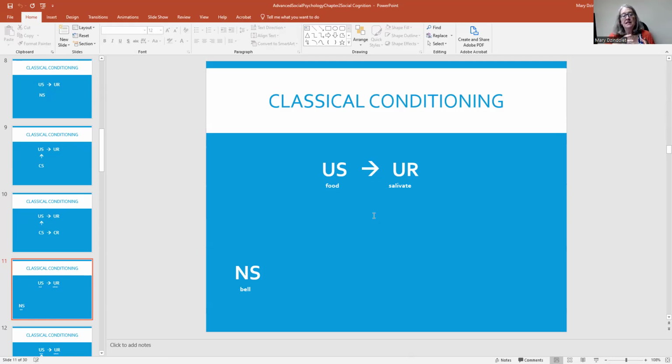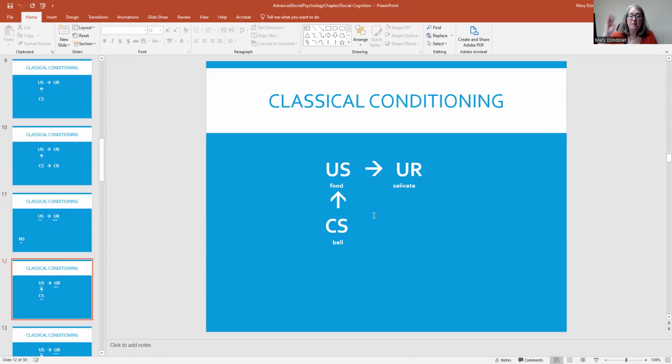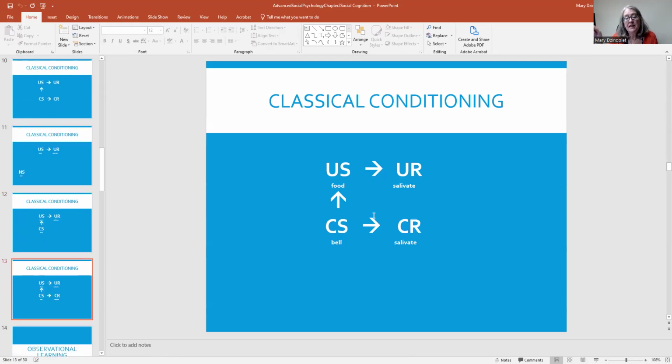So he took this idea that dogs, if he put food powder on their tongue, they would salivate. He then took this neutral stimulus of a bell or a metronome, and he would ring the bell and then give the food to the dog, and the dog would salivate. Bell, food, salivate, bell, food, salivate, lots and lots of pairings of the bell and the food. And in no time at all, he would then just ring the bell, and he learned that the dog would salivate. They're salivating to the bell.